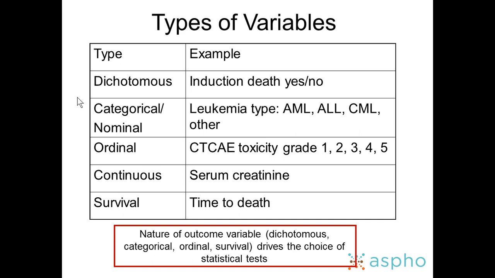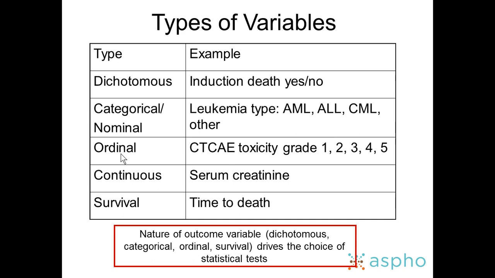So we're going to start with variables and data because that's the foundation of how you do statistics. So we first have to be able to describe data, and data can be binary or dichotomous, so yes, no, boys, girls. They can be categorical or nominal. So these are categories such as leukemia type, AML, ALL, CML, where there's no relationship between the different categories. So ALL isn't more or better than AML, they're just different categories.